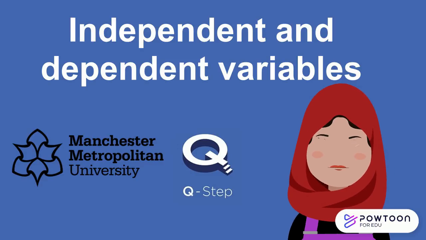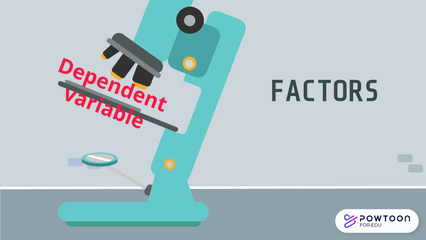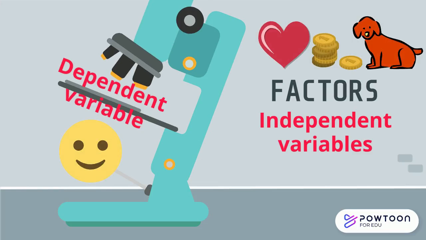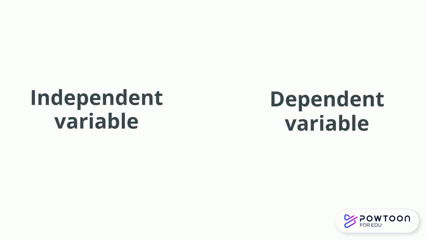Today we're going to be looking at independent and dependent variables. In a piece of research, the thing that we're studying is usually the dependent variable, and the factors affecting it are the independent variables. So if we were looking at what affects an individual's happiness, happiness would be the dependent variable and the contributing factors would be the independent variables. The easiest way to think about it is that the independent variable is presumed to have an effect on the dependent variable. So let's look at a quick example.